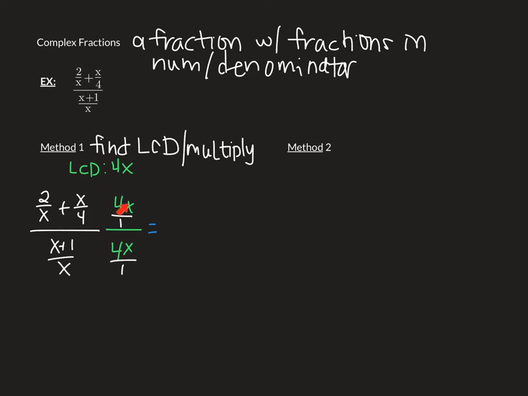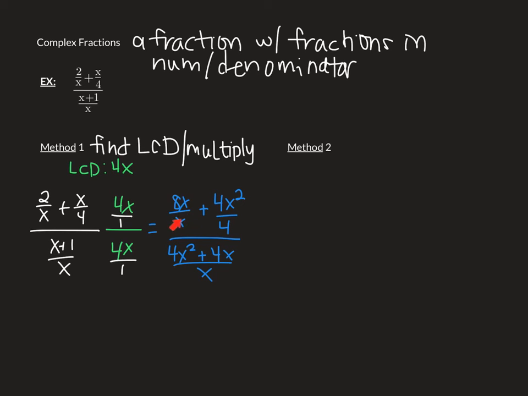Multiplying this 4x by everything in the numerator is going to give me 8x over x plus 4x squared over 4, over 4x squared plus 4x over x. Now you may say, why did we just do that? Because that does not look any easier. It doesn't look like we're any closer to answering the question. So let's go back and see what happens.